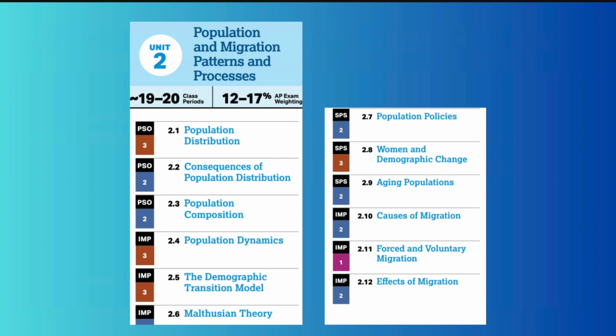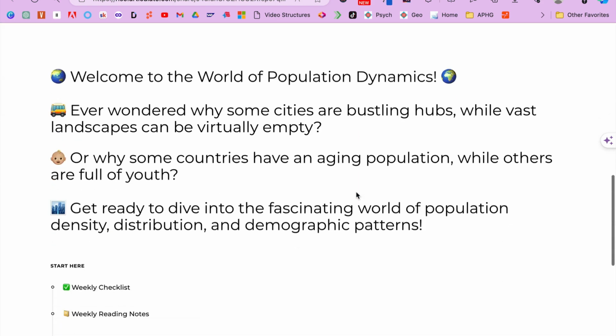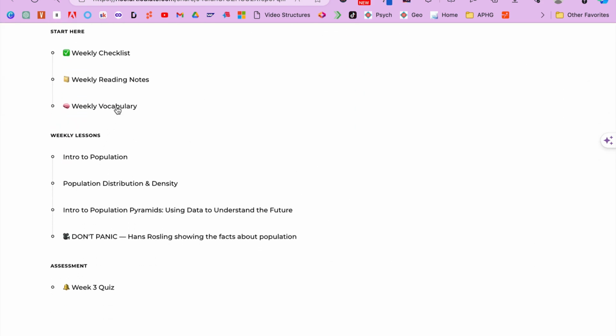And then you can see a little bit specifically what they say will be on it: population distribution and some consequences of that, composition, dynamics, a lot on the demographic transition model, Thomas Malthus and other population theory. You can see over on this side here, aging population. And then these last three, we have migration. So let's go ahead and start with our population, and we will start with vocabulary.